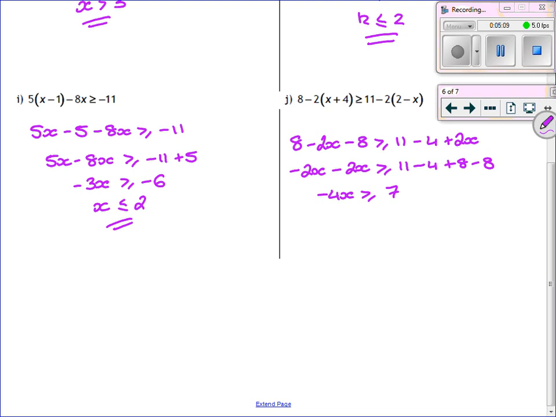And here, again, we're dividing by a negative. So we divide both sides here by -4. But remember, when we divide by a negative, our inequality symbol has to switch round. So we just get x is less than or equal to -7/4.